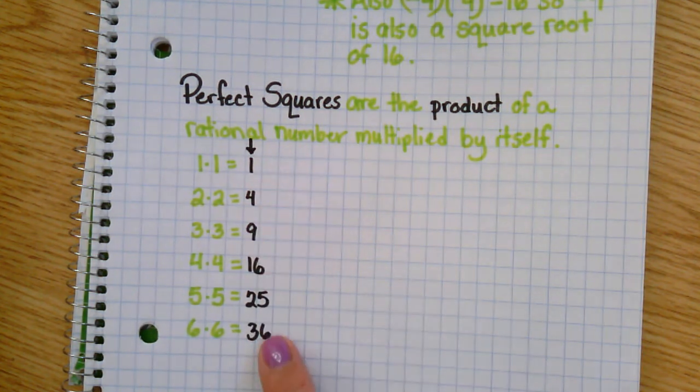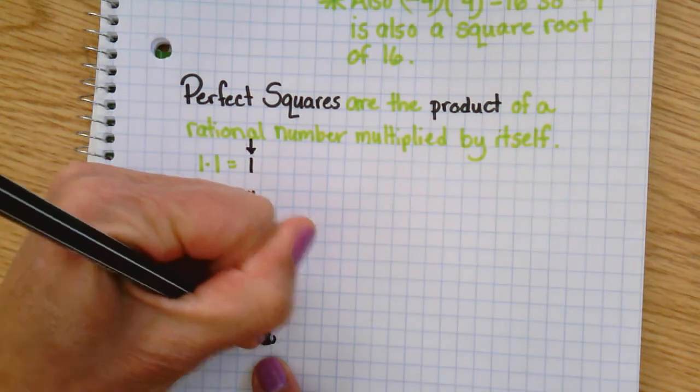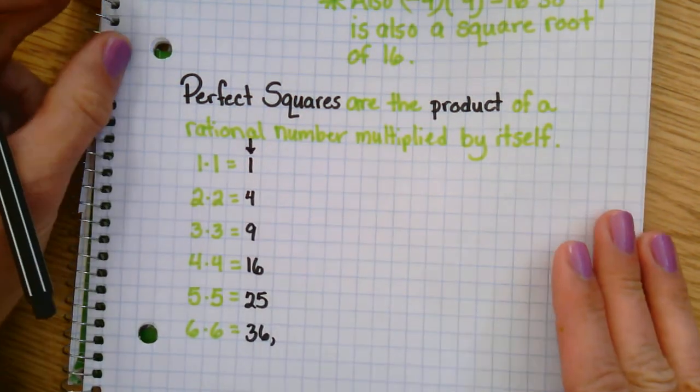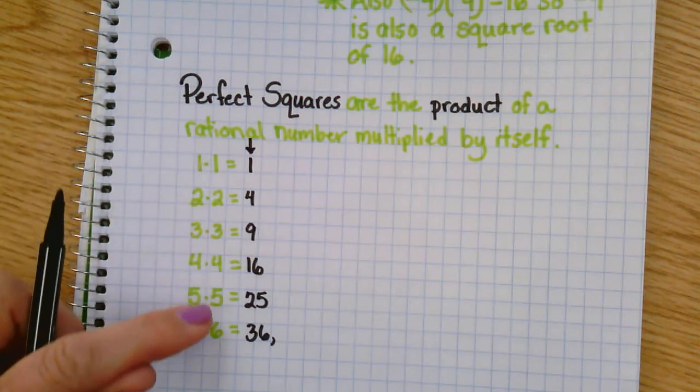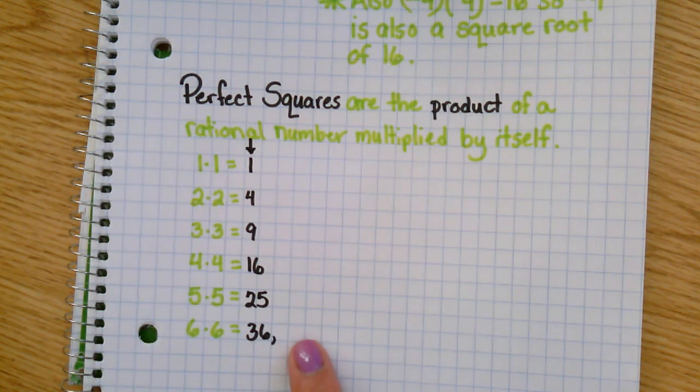Now, I just did the perfect squares up to 36. It's really going to be beneficial if you can memorize your perfect squares. Let's generate a list right now. I'm not going to write out the entire multiplication problem. Just continue the list of perfect squares here.